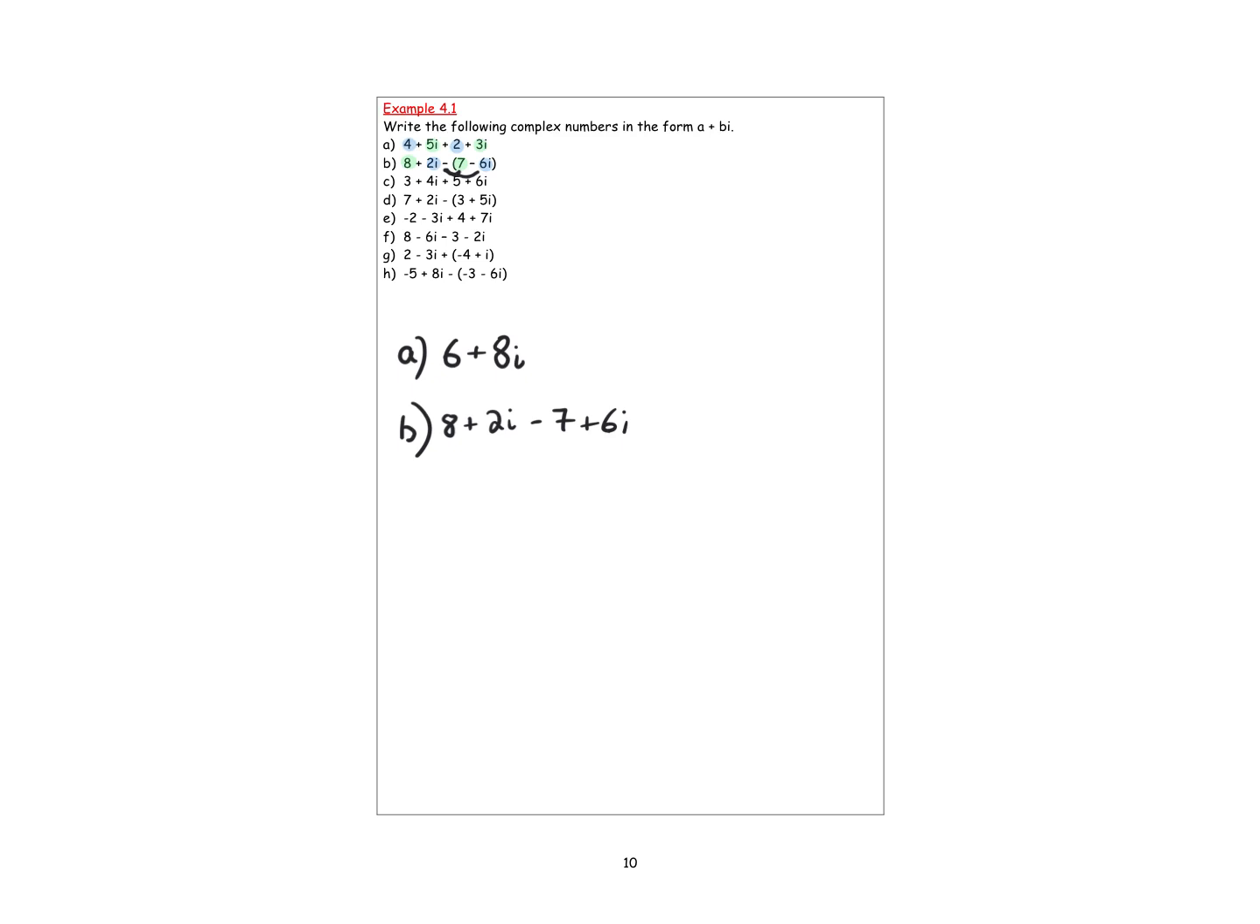Adding the real parts together, we have 8 and 7, meaning we'll end up with 15. And adding the imaginary parts together, we have 2i and 6i, which means we'll get 8i. C is very similar to part A. We have 3 plus 5 and 4i plus 6i. The 3 plus 5 will give us 8. And the 4i plus 6i will give us 10i.